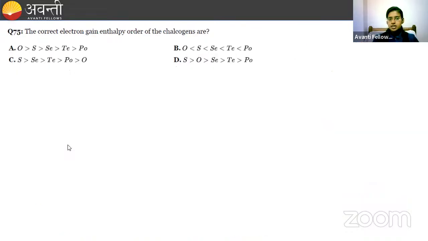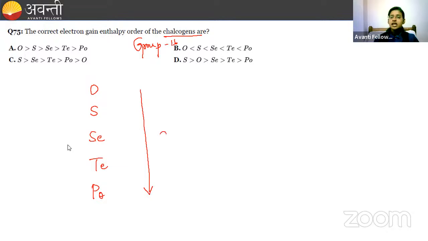Now coming to question number 75. The correct electron gain enthalpy order of the chalcogens is. Chalcogens are basically the group 16 elements. Group 16 elements are oxygen, sulfur, selenium, tellurium, and polonium. So electron gain enthalpy will decrease on moving down the group.